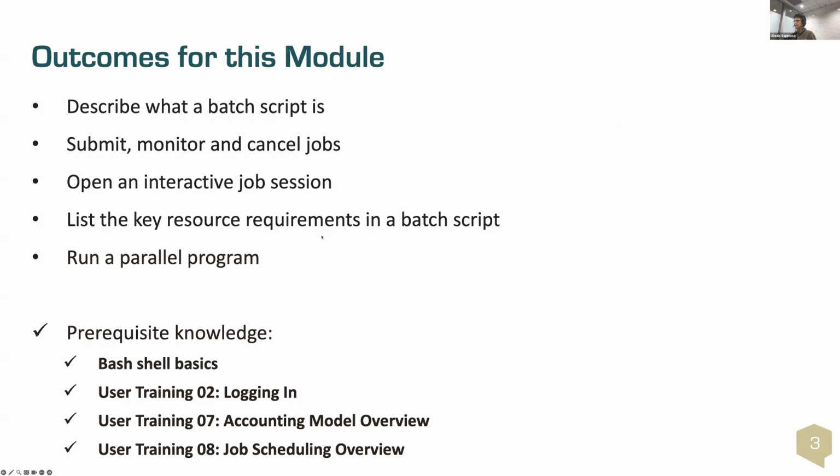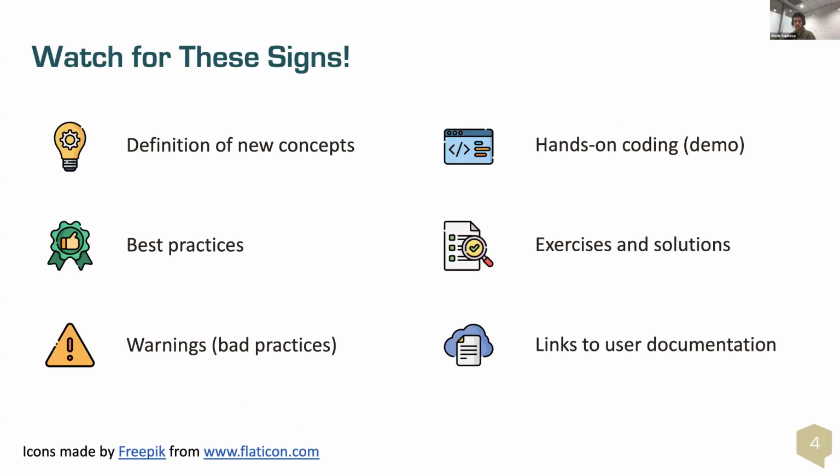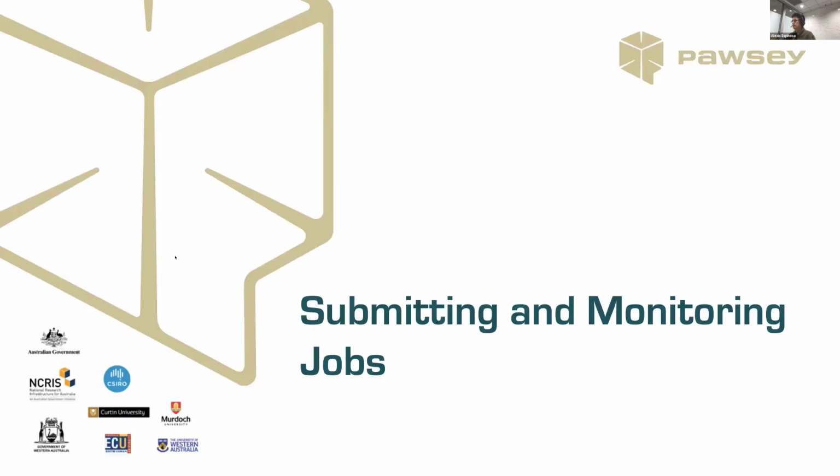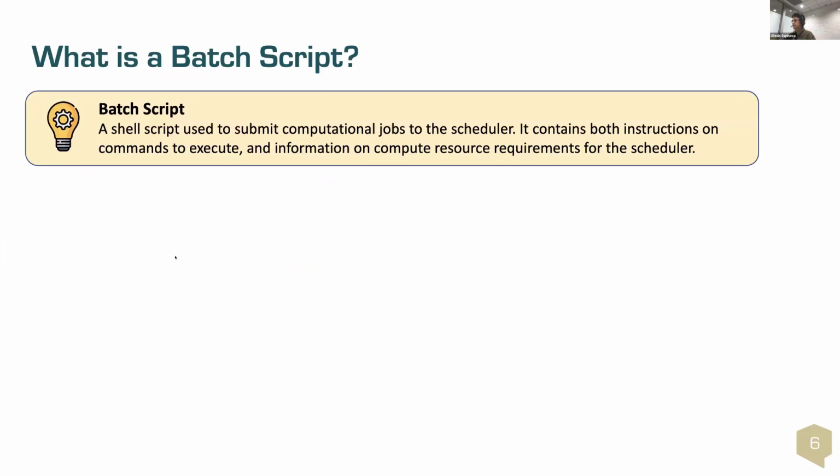Key resource requirements in a batch script. I guess the information that needs to be put always. And then finally run a program. So that's what we are going to do here. So a batch script.